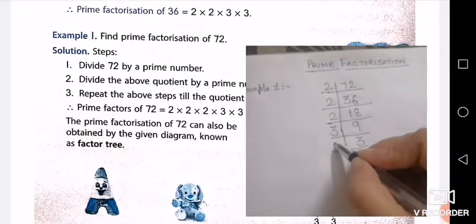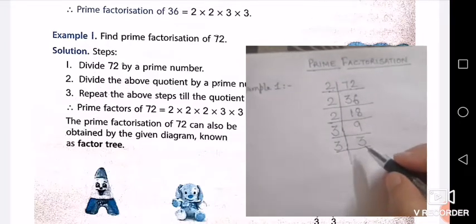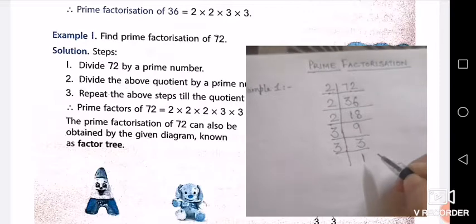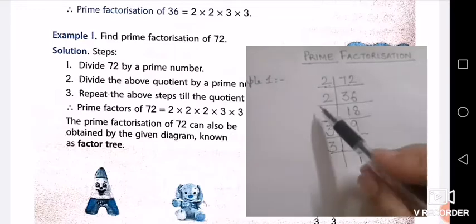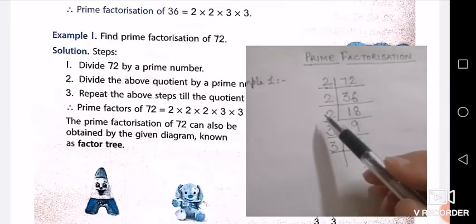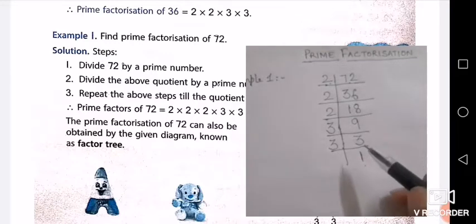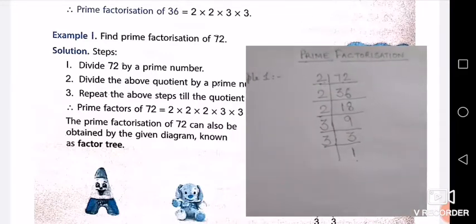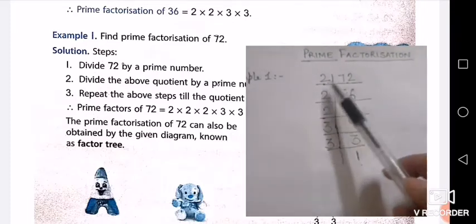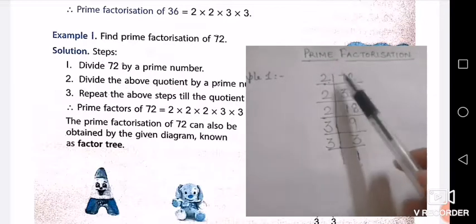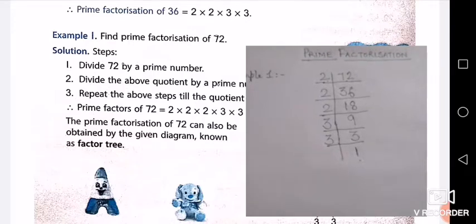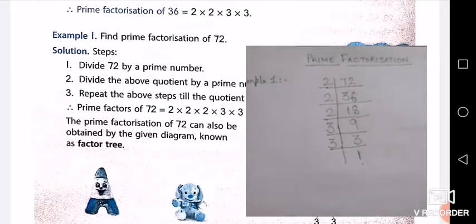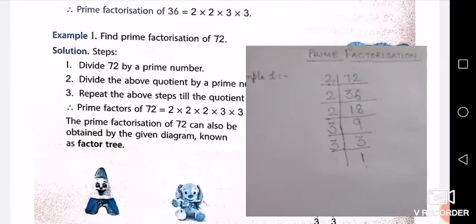We will divide that number until we get 1 as a quotient. We will keep on dividing it. See, in your book steps have been given, but those steps are for your understanding. You don't need to write those steps in the question. In the question you have to use this method like this. Start with 2 if a number is divisible by 2. Here, children, you are going to use the divisibility rules you have already done.